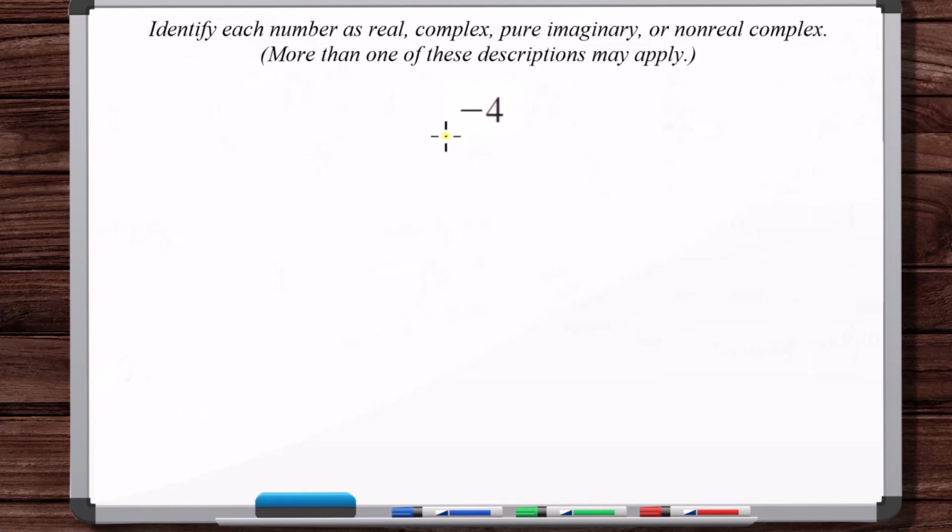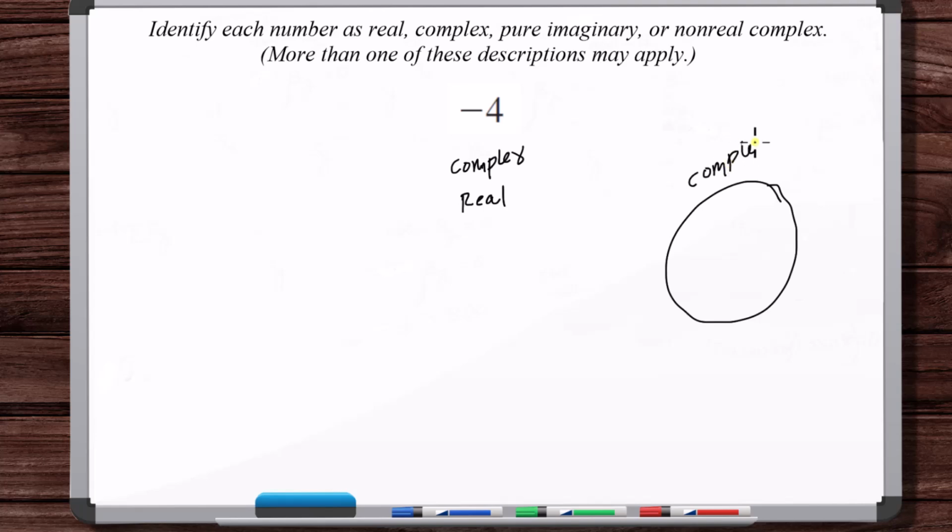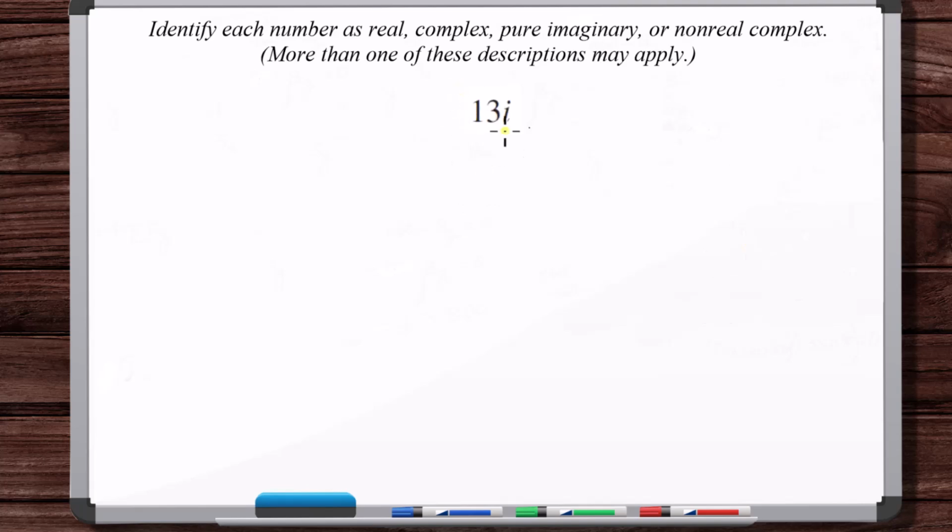how would we classify the number minus 4? Well, this is a real number, but it's also a complex number. Real numbers are a subset of complex numbers. So this is a complex number, that's the biggest category. But then it's a non-real complex number. But then it also falls under another subcategory of being pure imaginary.